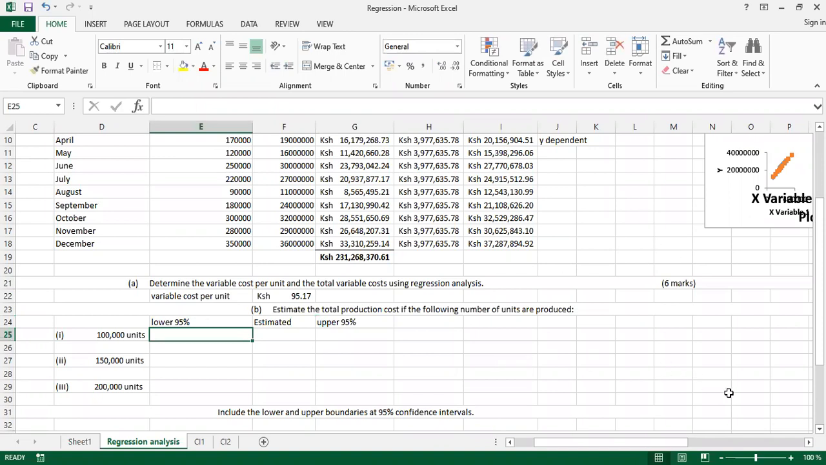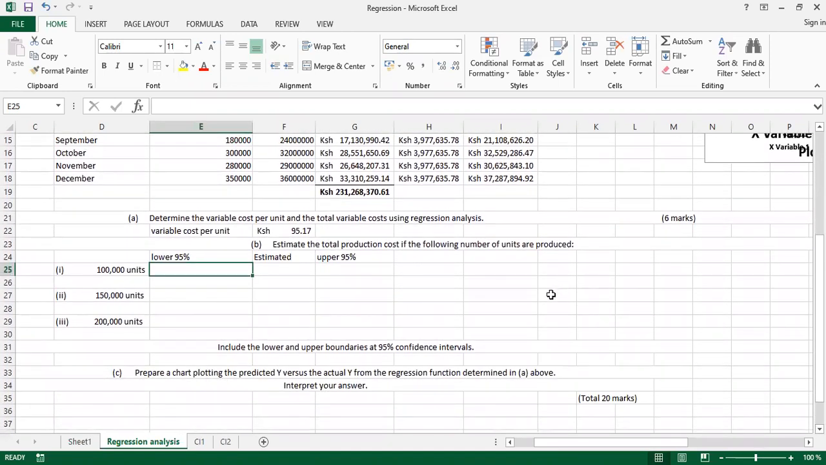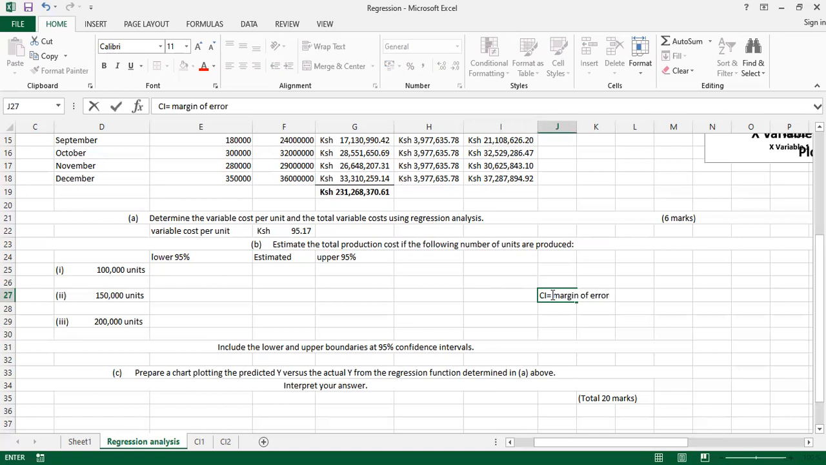And you must know that the confidence interval equals the margin of error. Let me write this: confidence interval equals the expected value or the estimated value plus or minus the margin of error.